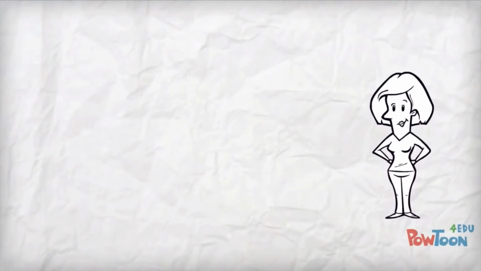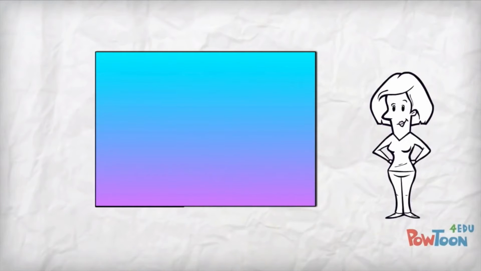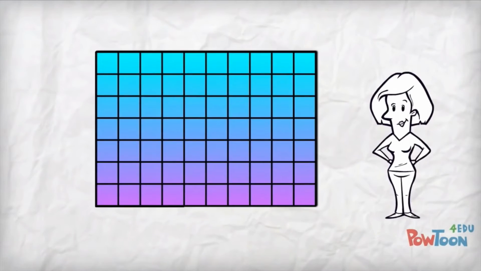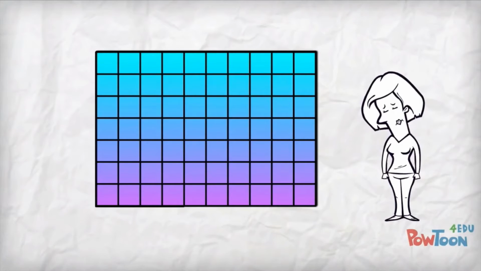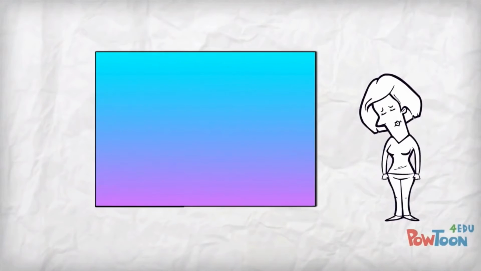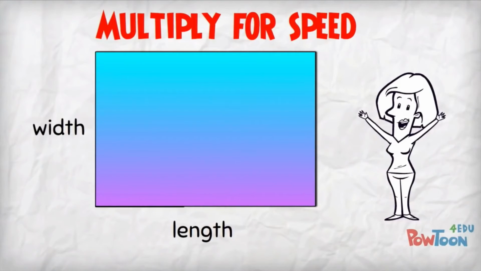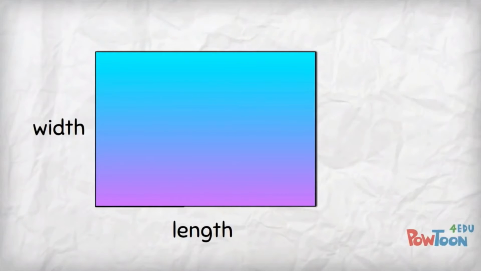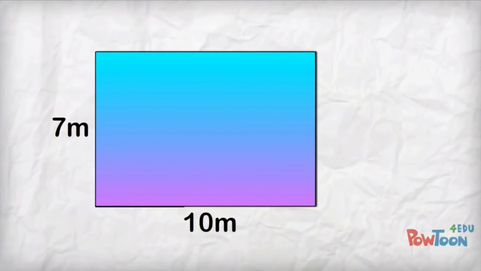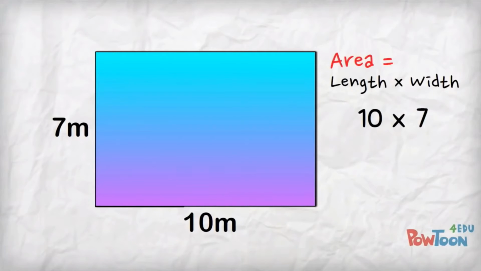If we're finding the area of this rectangle here, we could carve it up into little squares and count all of those, but that would take a long time on a big rectangle. Instead, it's always much quicker to multiply length times width to get the area. On our rectangle, length is 10 meters and the width is 7 meters. Area is length times width, so 10 times 7 is 70.